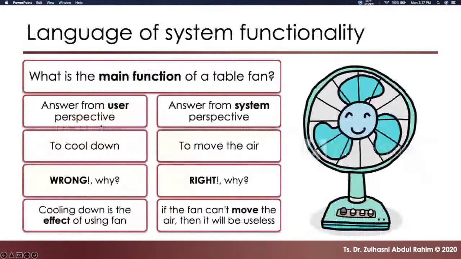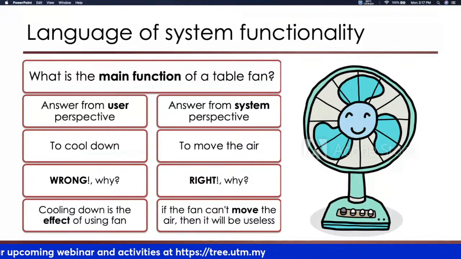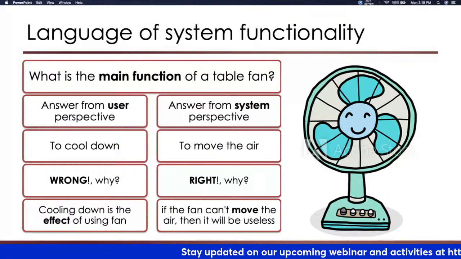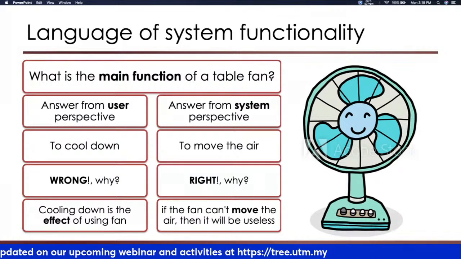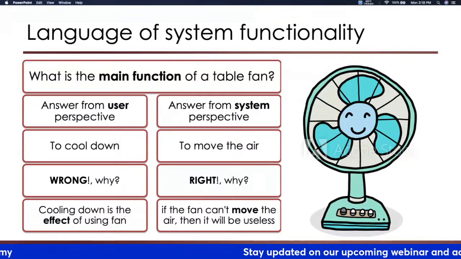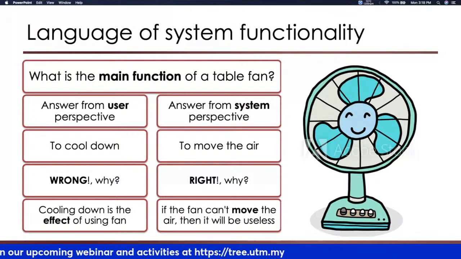For example, when we look into this, we have a fan, and the functionality of the fan. You can see here the main function of the fan. If you have a user kind of mindset, you say that the function of the fan is to cool down. That is the effect of using a fan, not the root cause of using a fan. The real function of the fan is actually to move air.